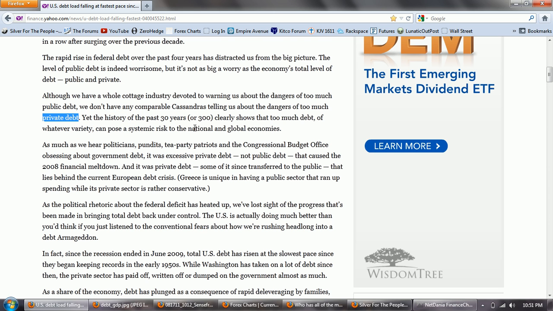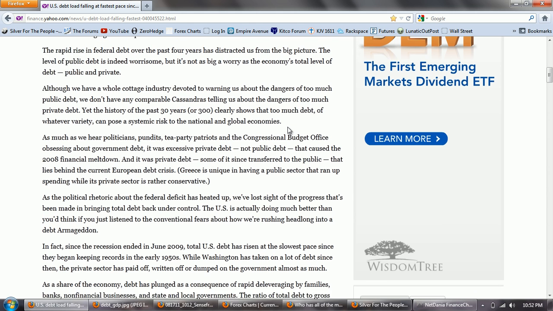It's barely pulling back, and this private debt has been warned about, as well as the public debt, the government debt, all of the debt. Many of these quote-unquote Cassandras have been warning about this as well, so that's a patently false statement. Yet the history of the past 30 years, or 300, clearly shows that too much debt of whatever variety can pose a systemic risk to the national and global economies.